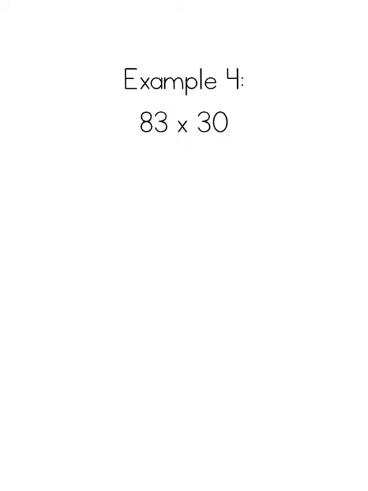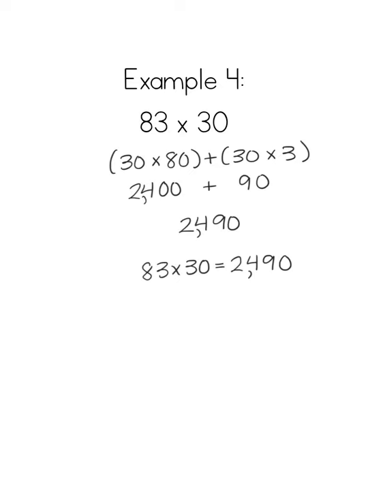Our last example is 83 times 30. I want you to try this one on your own, and then you'll be able to look at the solution. So the solution to this problem, 83 times 30, would have been 2,490. Make sure if you made a mistake, you look closely at the solution to try and figure out what your mistake was. It's okay to make mistakes, but we need to understand them so we don't make them again in the future.